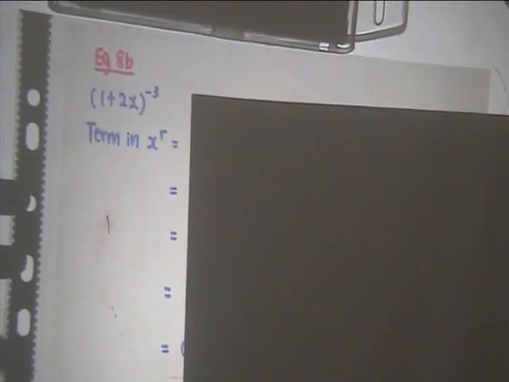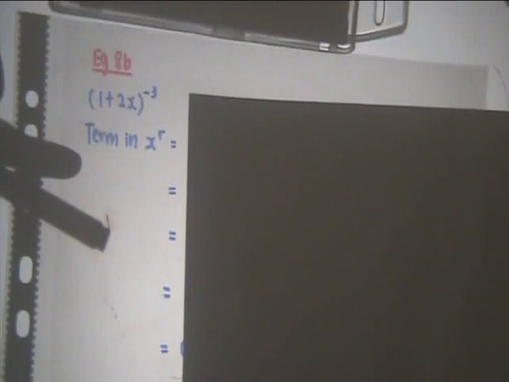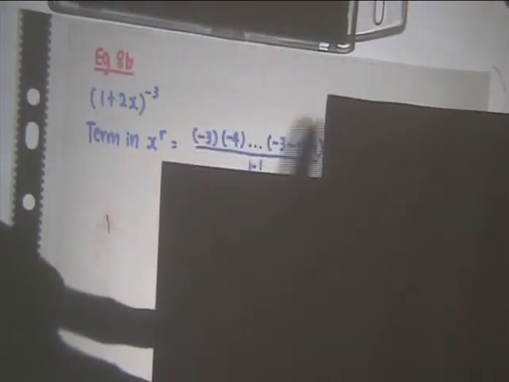This is the expansion. We want the general term in x to the power of r. So again, recall the formula is n times n minus 1 all the way to n minus r plus 1 over r factorial. So our n is minus 3. So n minus 1 will be minus 4, all the way to n minus r plus 1, over r factorial, times x to the power of r.